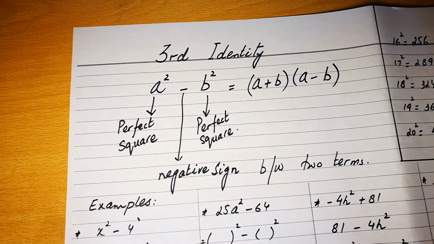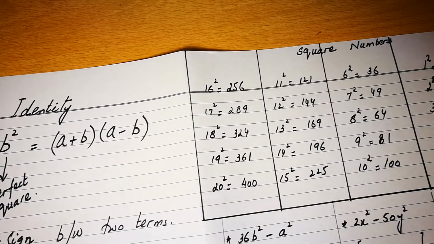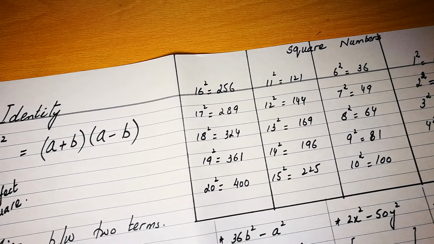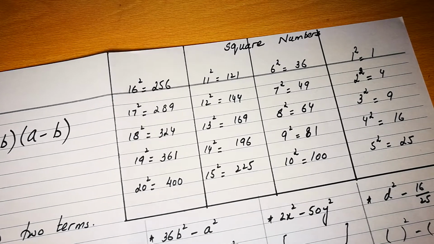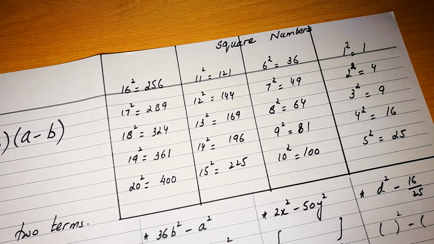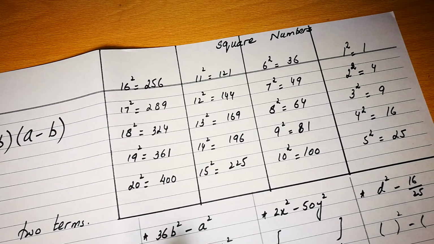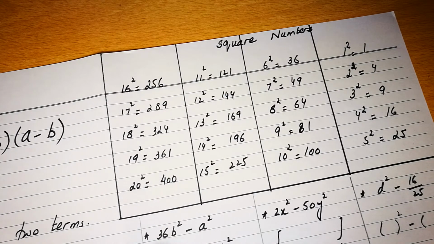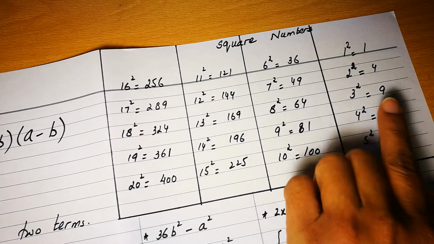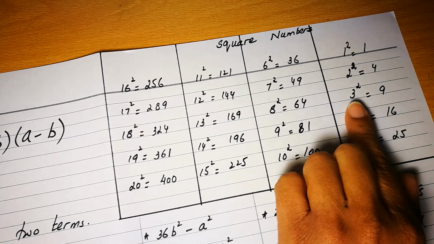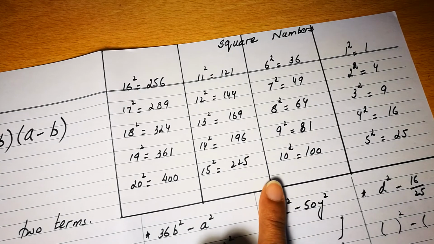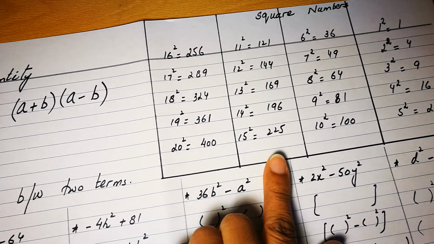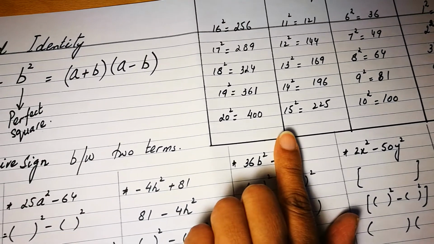Before we start, we need to understand a few more things. Number one, if we are dealing with perfect squares, you need to know at least the first 20 perfect squares. Like 1 square will give you 1, 2 square will be 4, 3 square will be 9. So if I have 9 somewhere, I'm going to use 3 square there. If I have 100, I'm going to use 10 square. If I have 225, I'm going to use 15 square.